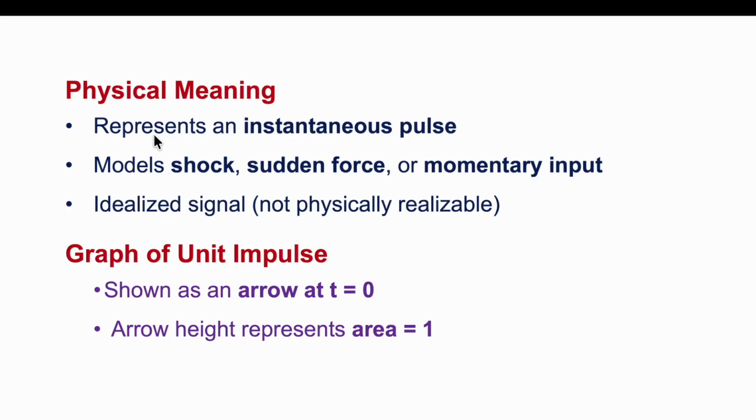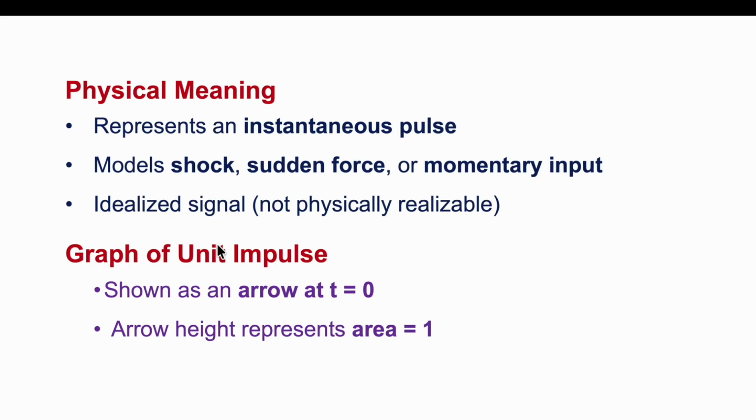Physical meaning: you can represent the same signal by having a physical meaning, which shows that it represents an instantaneous pulse, modal shock, sudden force, or momentary inputs. It is an idealized signal, not physically realizable.